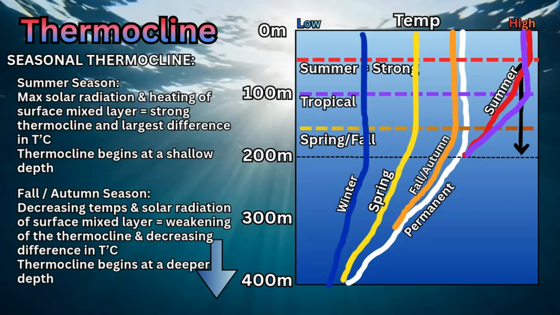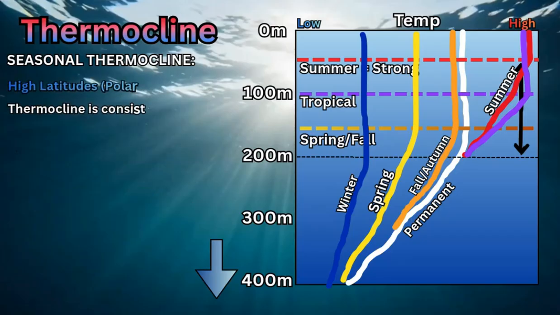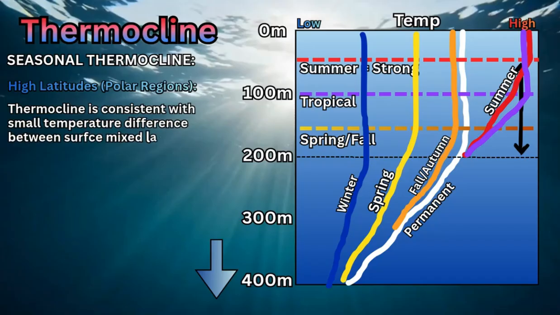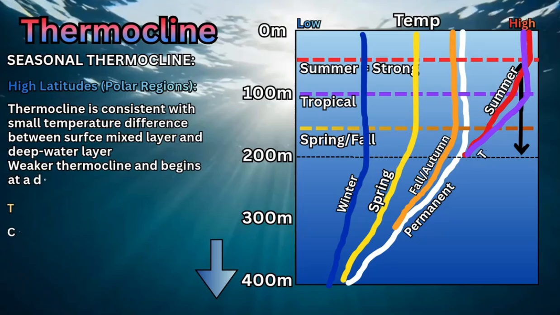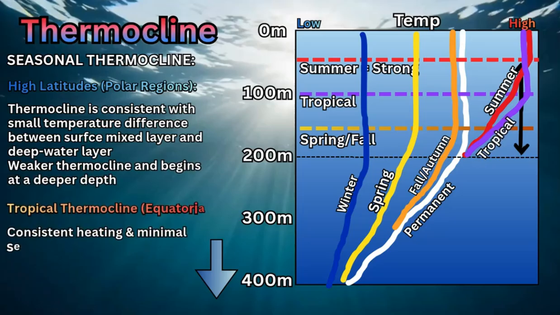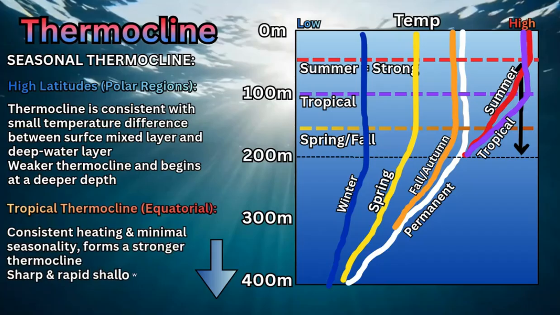So as I mentioned before, the high latitudes, the areas of the oceans around the Arctic and Antarctic, are going to have a consistent thermocline, more like the permanent thermocline we see through the whole water column. However, in the tropics, because of the increased heating, it's more consistent throughout the year with limited or no seasonality. What we find is what's called a tropical thermocline. The lack of cooling is going to create a very strong thermocline, beginning at a depth of about 100 meters, extending down to 1,000 meters, where you have that large temp difference between the upper mixed surface layer and the deep water.